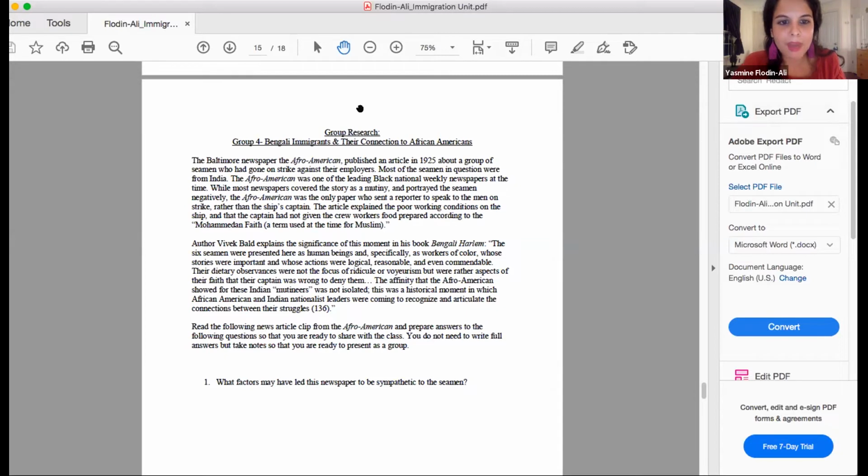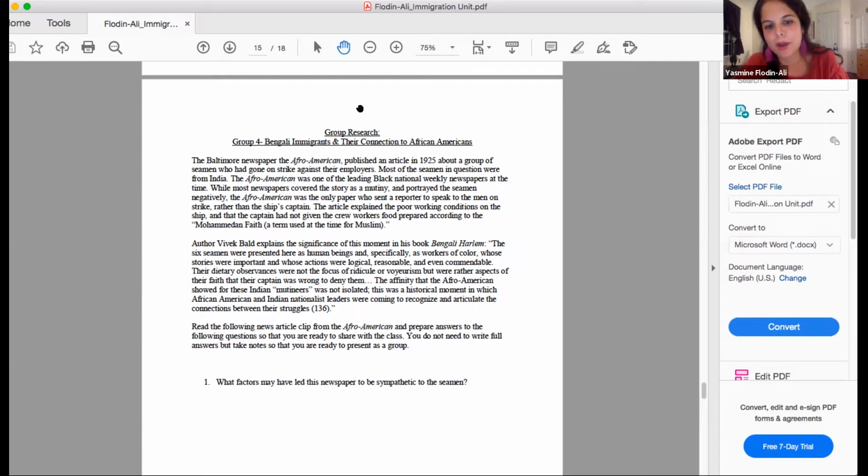And we have a quote here from the author of Bengali Harlem about this incident. He talks about Bengali Muslims who often would come to the US either to work as merchants or, the second large way, as seamen, working on ships. And he says the 6 seamen were presented here as human beings and specifically as workers of color, whose stories were important and whose actions were logical, reasonable, and even commendable. Their dietary observances were not the focus of ridicule or voyeurism, but rather aspects of their faith that their captain was wrong to deny them.